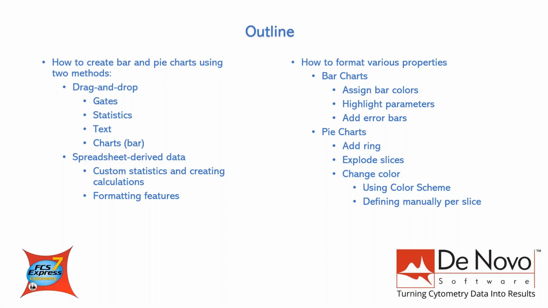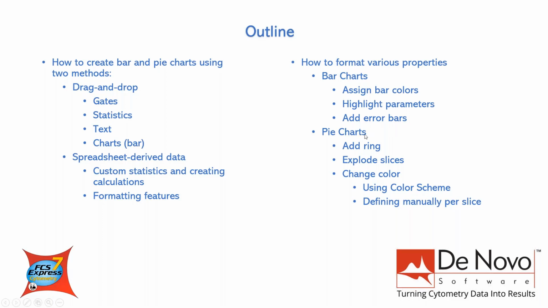So spreadsheets are really the object that you will want to use to format the visual features of your bar and pie charts. So how can you format those bar and pie charts? What are the offerings that we have? Well, for bar charts, we can do things like format the bar colors that are going to be assigned to each bar, highlighting parameters so that we can make conditional statements in our spreadsheets to highlight specific bars of interest. And we can also add error bars based on statistics or custom calculations made in that spreadsheet.